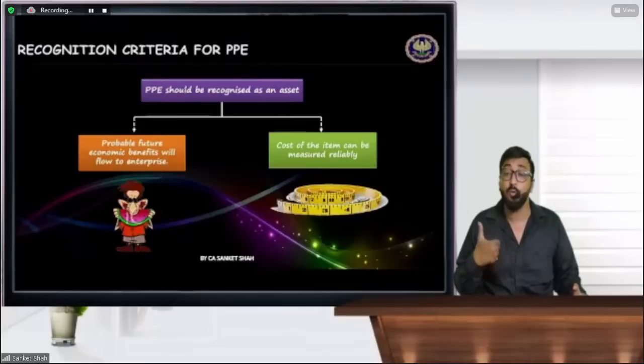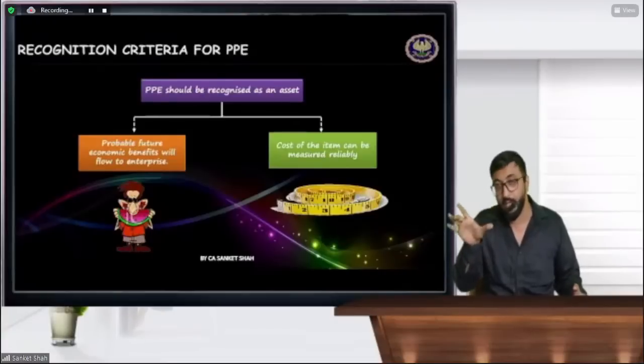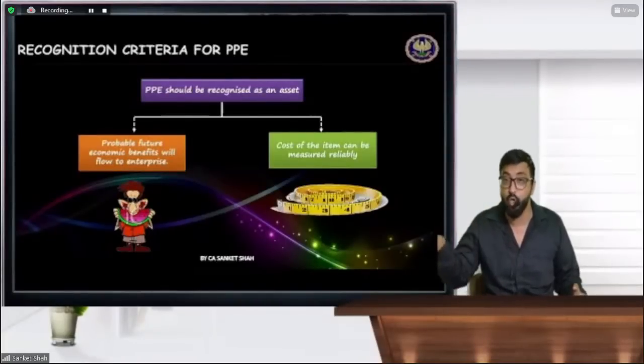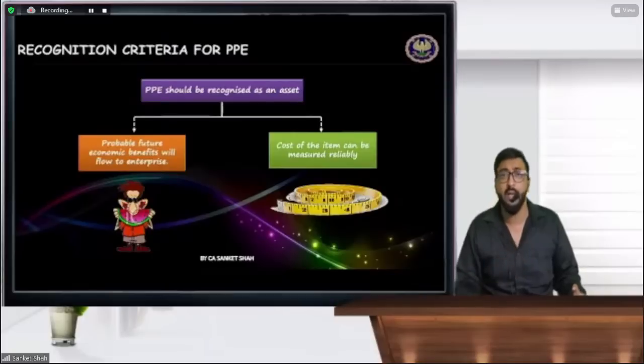And what is cost can be measured reliably? I will get the invoice of my car. So cost can be measured reliably. That invoice will give me the final cost of my asset to be recorded in my books. It is very simple: future economic benefit will flow to the enterprise, and second, cost can be measured reliably.